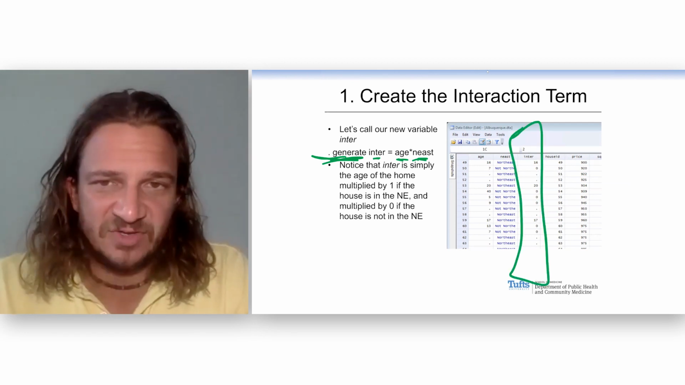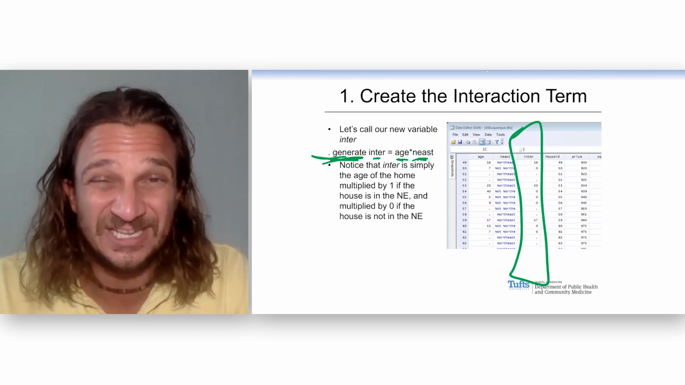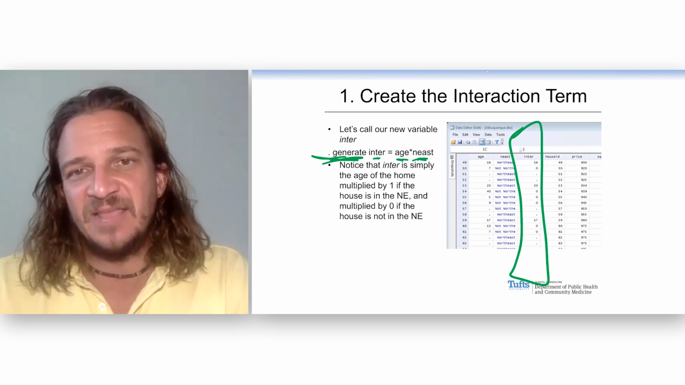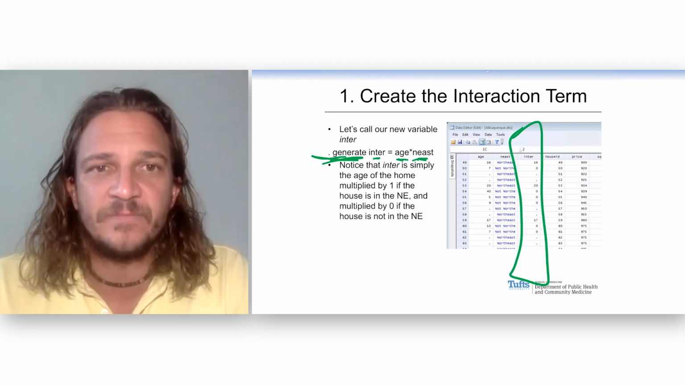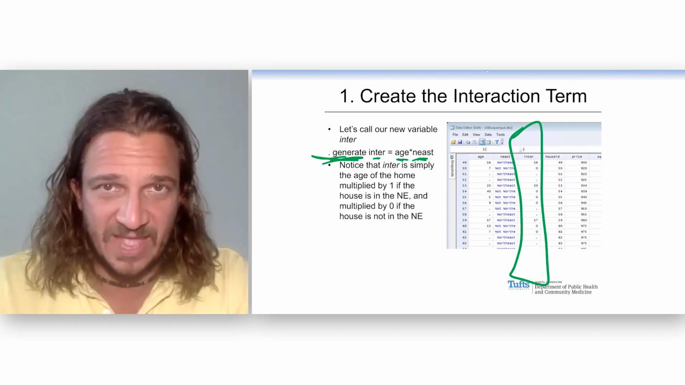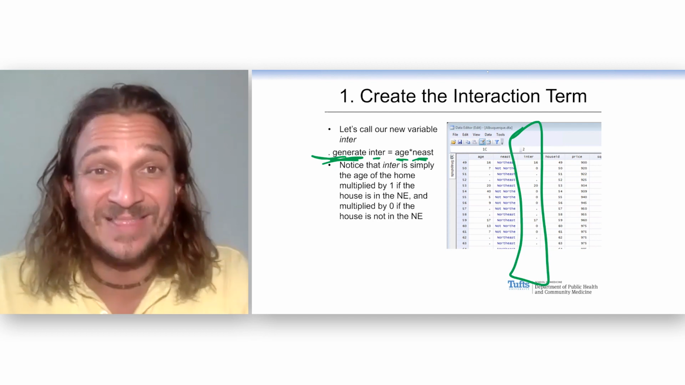And you can see some houses are in the northeast. In that case, they get multiplied by their age because northeast equals 1. Some houses are not in the northeast. In that case, they get multiplied by not their age, so that's 0. So this interaction variable is just a number that is northeast times age. Then you put this number in the model.